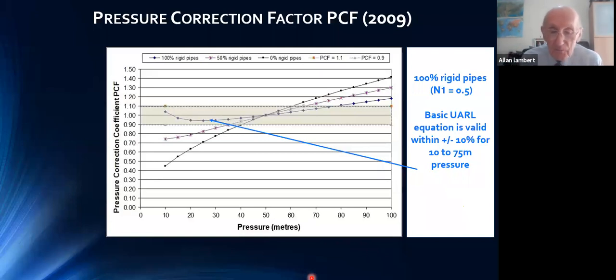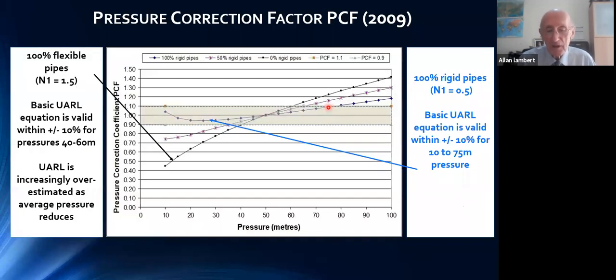Shows how a pressure correction factor for the 1999 UARL equation could vary for the system with 100% rigid pipes. If we see that a pressure correction factor of 1 is the standard UARL equation, then we can be within plus or minus 10% of that as long as we're in the grey zone there. And if we have 100% rigid pipes, then the UARL formula sits quite nicely in that range, and we can use it from 8 meters to 75 meters pressure.